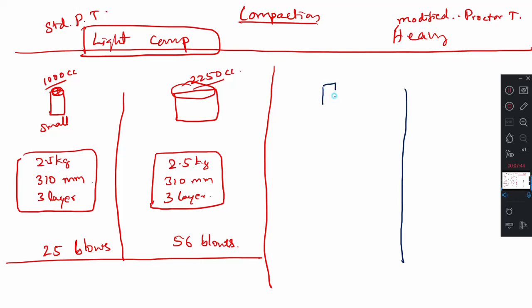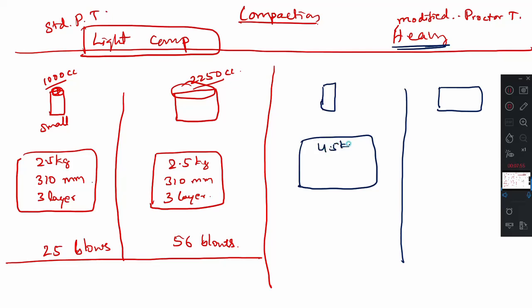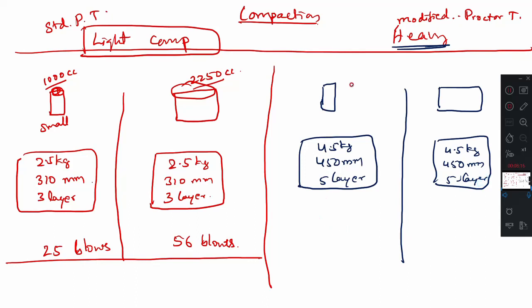Here also you can do this modified test using a small mold and a big mold. Whether small mold or big mold, you are doing heavy compaction, therefore it is 4.5 kg, 450 mm fall, 5 layers. See, this is heavy, therefore these all are heavy, and you are doing it in the big mold, then also 4.5 kg, 450 mm and 5 layers. Now with the small diameter mold, it is 25 blows. With the big diameter mold, it is 56 blows.